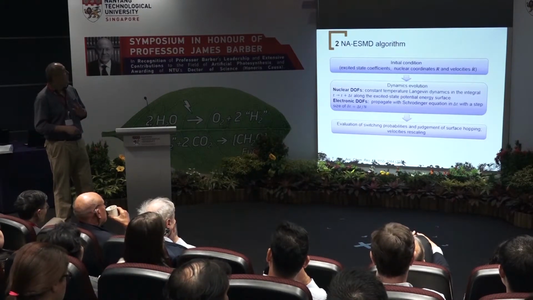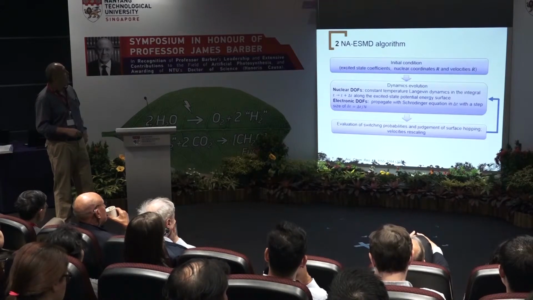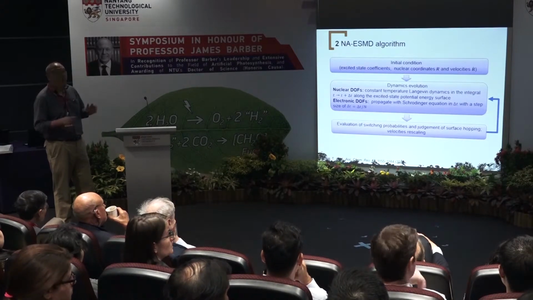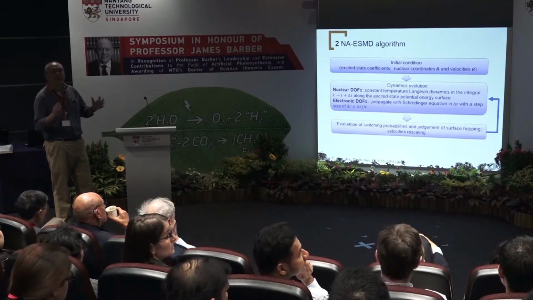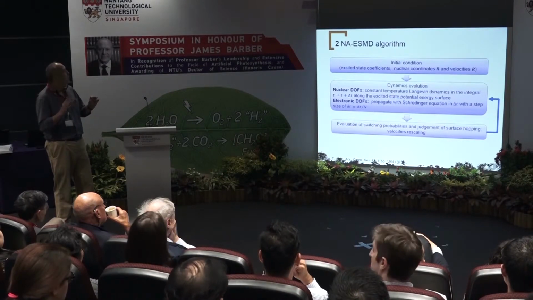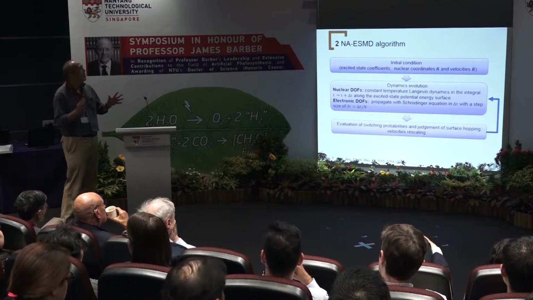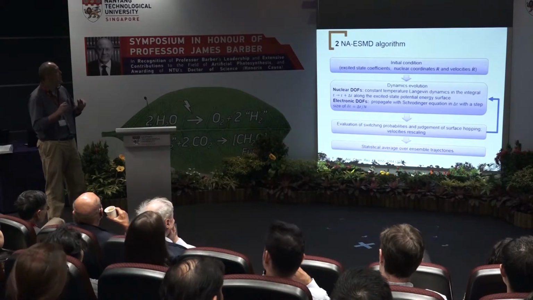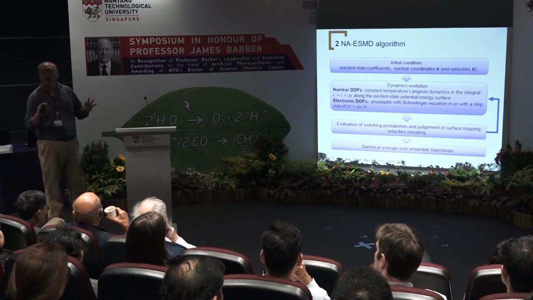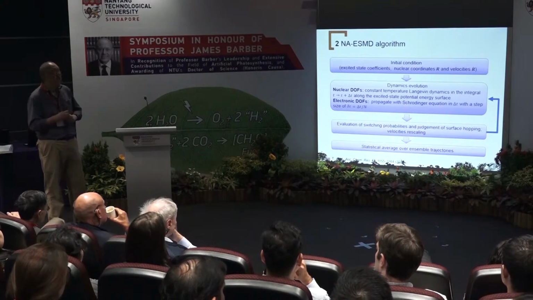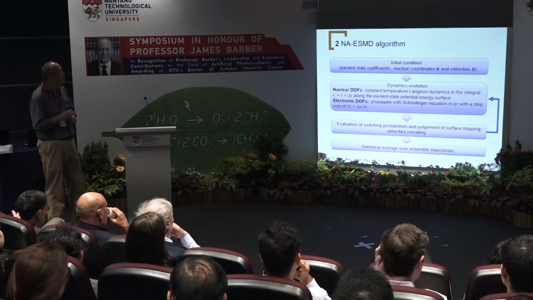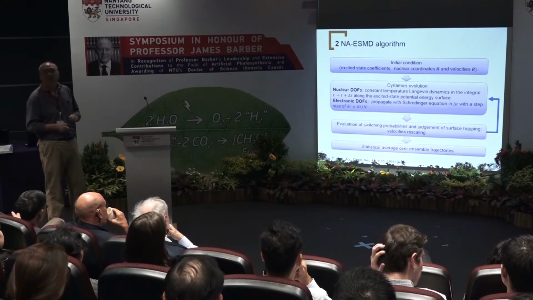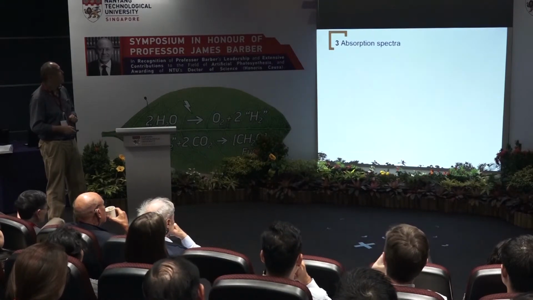This process can go on and on until we have reached the desired time of simulation that we wanted. Then we proceed using a statistical average over all the trajectories, usually in our simulation 500 to 1,000 trajectories. Then we try to calculate various physical observables.